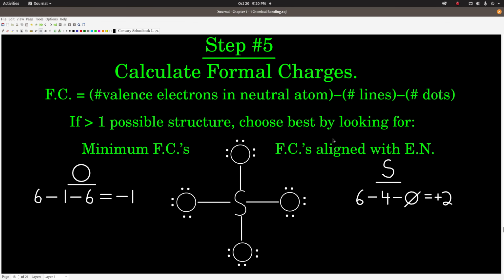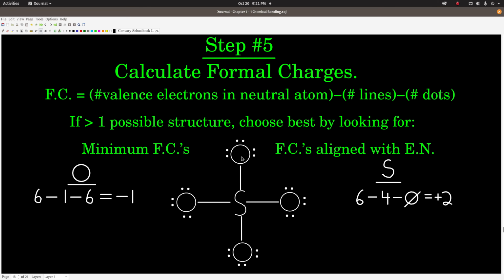Now, this step 5 is important because you're not done. Okay, so this ends up not being the correct Lewis structure for the sulfate polyatomic ion. Now we still have to calculate the formal charges. So first of all, how do you do that? All you do is you take the number of valence electrons for the neutral element, from reading the periodic table, minus the number of lines touching that atom in the structure, minus the number of dots on that atom in the structure. So let's do that first.